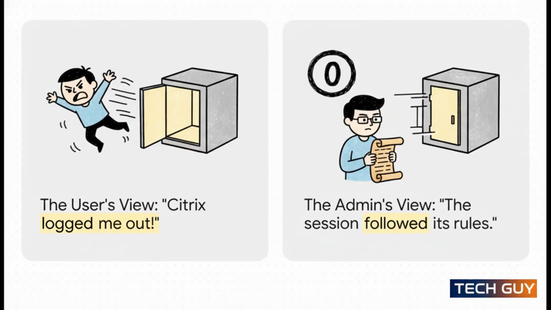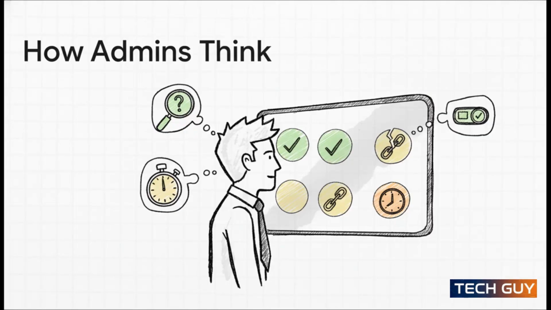This is where the user's perspective really clashes with the system's reality. A user feels like, "Ugh, Citrix logged me out for no reason," but the system admin sees it totally differently. To them, the session simply followed its pre-programmed rules, like a timeout for a session that's been left hanging for too long. This is that crucial shift in thinking.